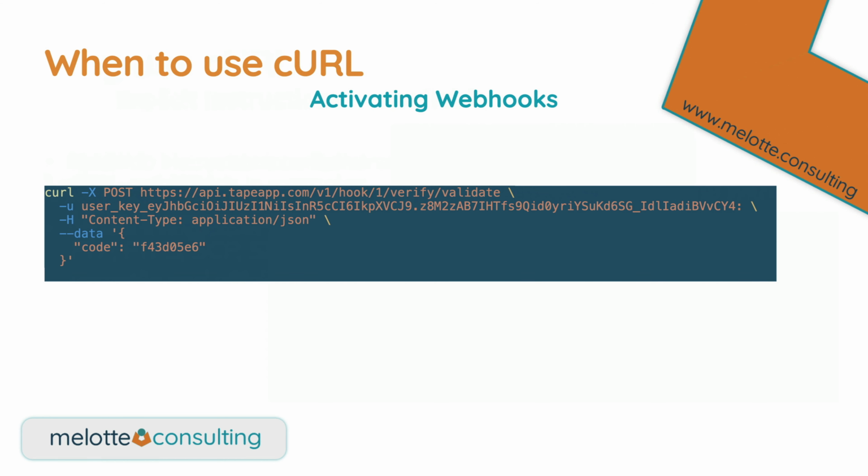When to use curl? Well, you can use it whenever you like, but what I like using it for can be fundamentally boiled down to two things. One is activating webhooks. Something like Tape's application level webhooks need to be activated. So the first time you send any data with them, it will send a code, and then you need to send that code back into it for it to become valid and active. We'll go through that later.